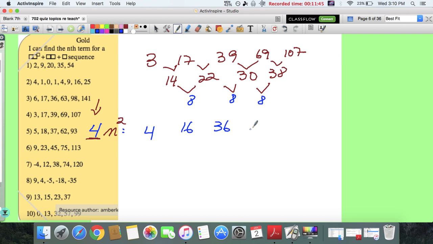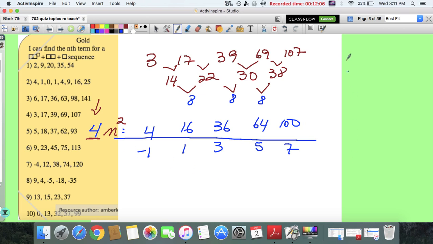4 squared is 16, and that's going to give me 64. 5 squared is 25 times 4, that's going to give me 100. So let's subtract. Negative 1, 1, 3, 5, 7. Okay, so they're not all the same.